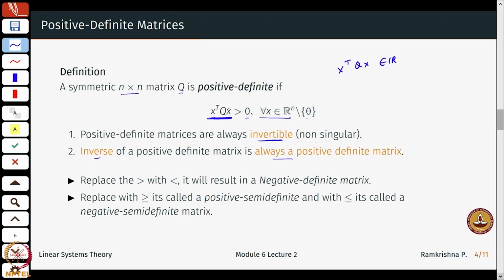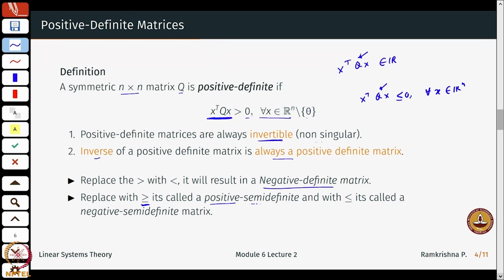So, if I instead write x transpose Q x less than 0 for all nonzero x in R n, then this defines what I call a negative definite matrix. And if instead of the strict greater than sign, I replace it by greater than or equal to, it will be called a positive semi definite matrix, and with a less than or equal to, this will be a negative semi definite matrix. So, I am just talking of the properties of this Q matrix: positive definite, negative definite, positive semi definite, and negative semi definite.